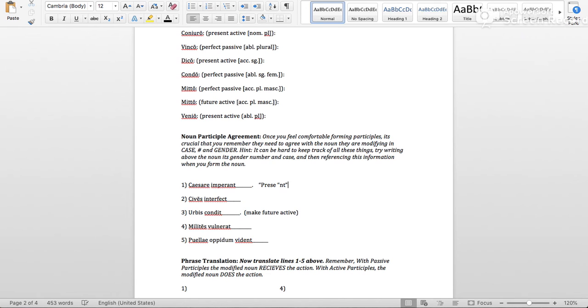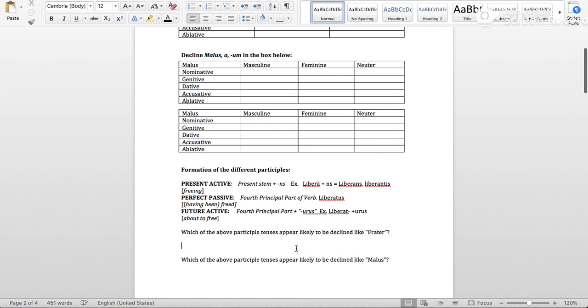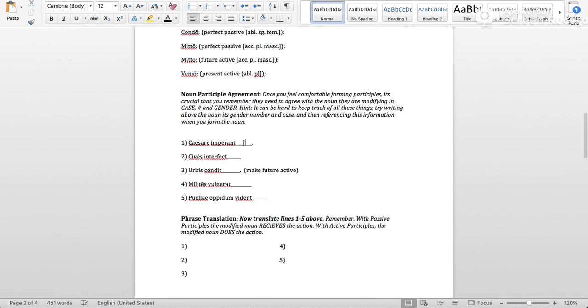So that's going to be a signifier that you are in the present active participle category, which when we went back up here, hopefully you still have written in, ooh, present active is declined like frater, right? So you're going to delete that, right? You're going to come back down here, and you're going to say, oh, I need a third declension ending. And you say, hopefully you say, oh, caesare I know is third declension, caesar, caesaris. So I just put an E in there.